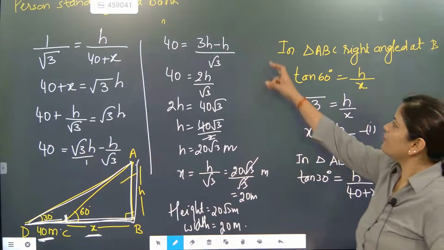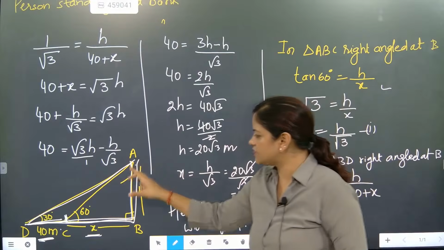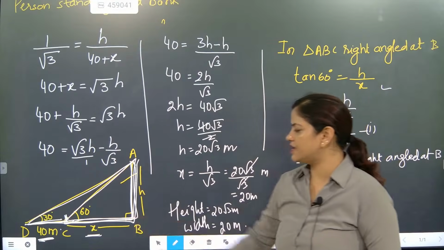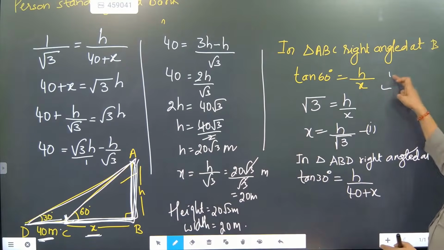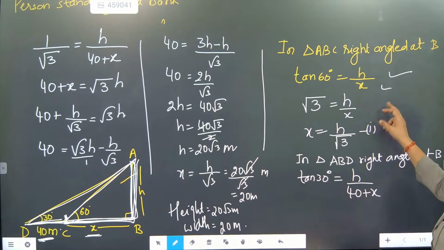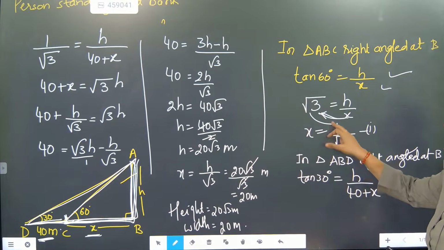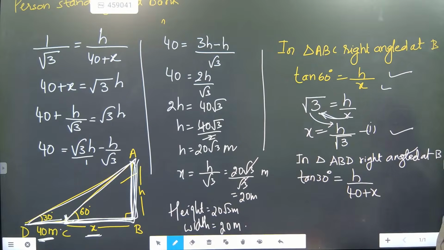First, we took this first triangle. In this first triangle, perpendicular is h, base is x. So tan 60 degree is equal to h by x. We just reversed, shifted this here and this down. So x is equal to h by root 3, equation 1.